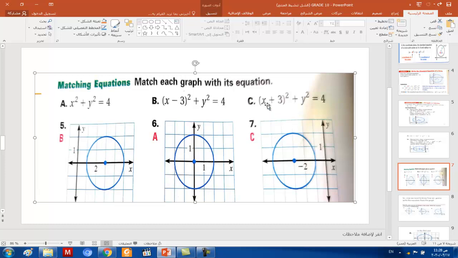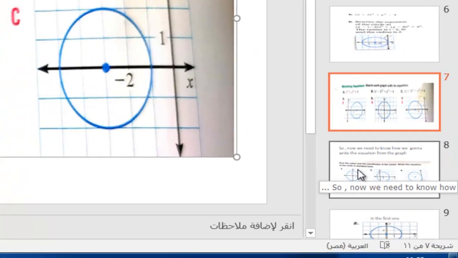And the last one, (x + 3)² + y² = 4. So we're going to change the sign of the x and y. So the center equals negative 3, and we don't have any number for y², so negative 3 and 0. And the radius: 2² = 4, so the radius equals 2 units, and the center is negative 3 and 0. So of course number 7. Next example.